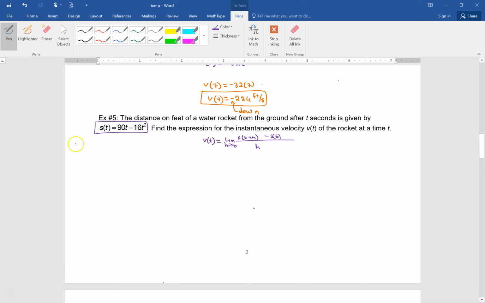All right, so s of t plus h is 90t plus 90h minus 16 times t plus h squared. So 90t plus 90h minus 16t squared minus 32th minus 16h squared.